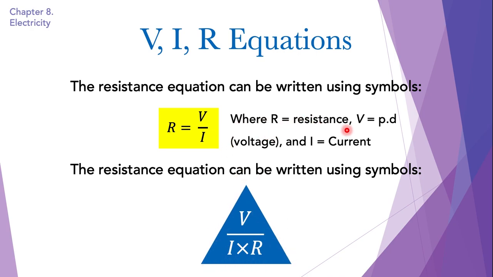Now remember, don't confuse the V with the V we use for volt. This V is italic, the one which represents potential difference. The V we use to represent volt is not italic. This one is italic. So now we're going to use this equation in this example.